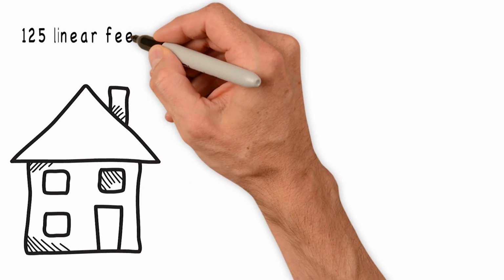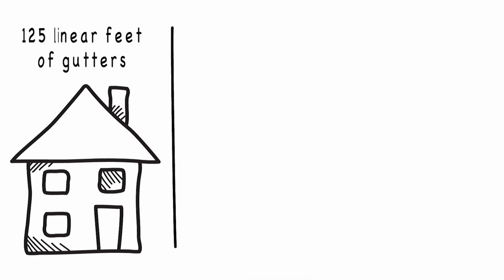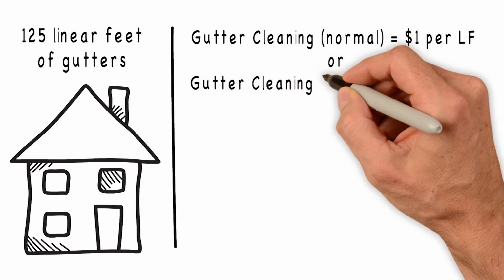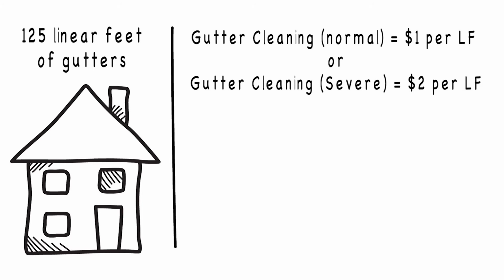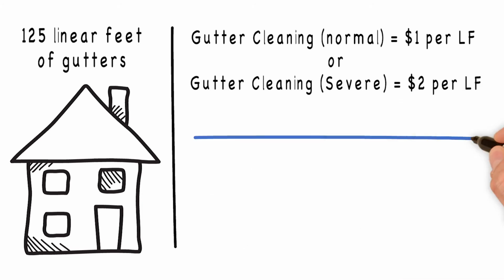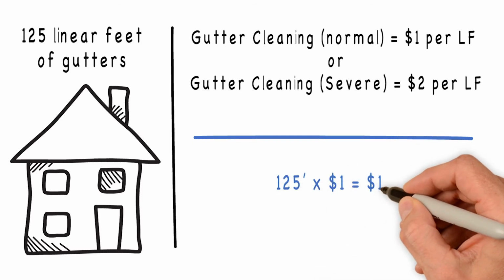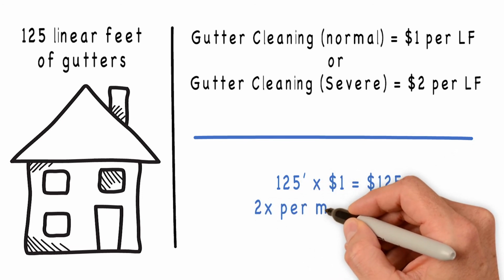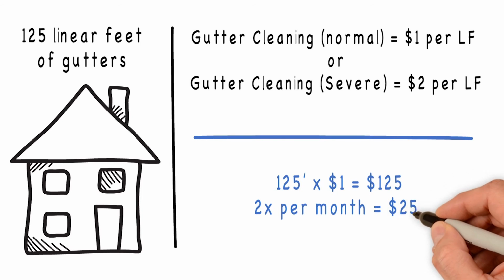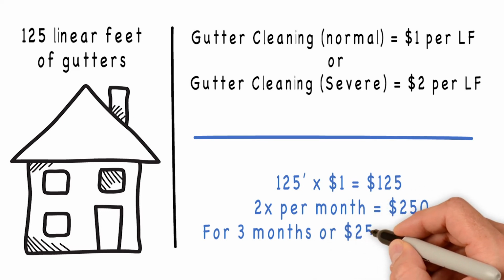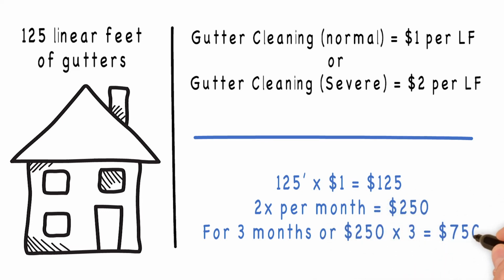Let's say your customer has 125 linear feet of gutters to be cleaned on a 1-story home. You charge $1 per linear foot to clean gutters, or as much as $2 per linear foot if they haven't been cleaned in years. The quote is going to look something like this. 125 feet times $1 is $125 per cleaning. That's the minimum amount, right? And you tell them that's going to be at least 2 cleanings per month, which is $250. And every month for the next 3 months, or $750 during the fall when the leaves are at their worst.